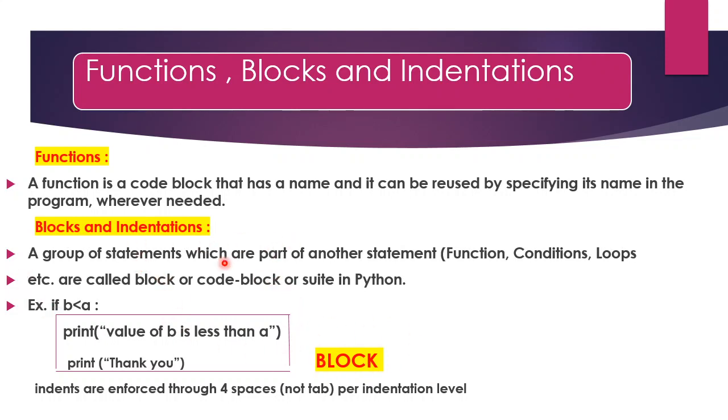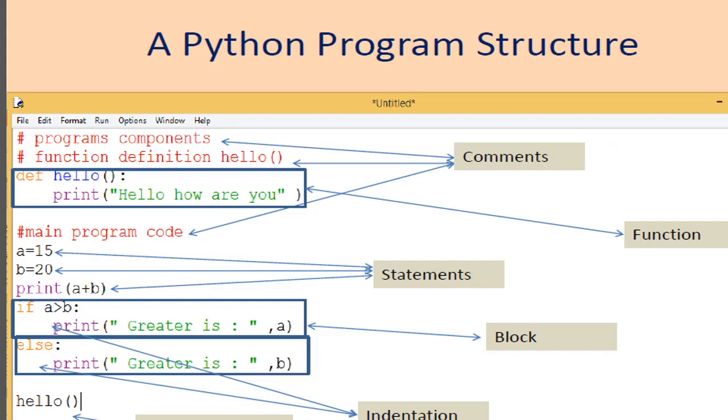Now, what is indentation? Indentations are the spaces. Here you can see that I wrote these two print statements after leaving some space. These spaces are the indentation. Indentation is enforced through four spaces, not a tab, per indentation level. So how much space we need to give is equal to four spaces. Now these are the blocks.